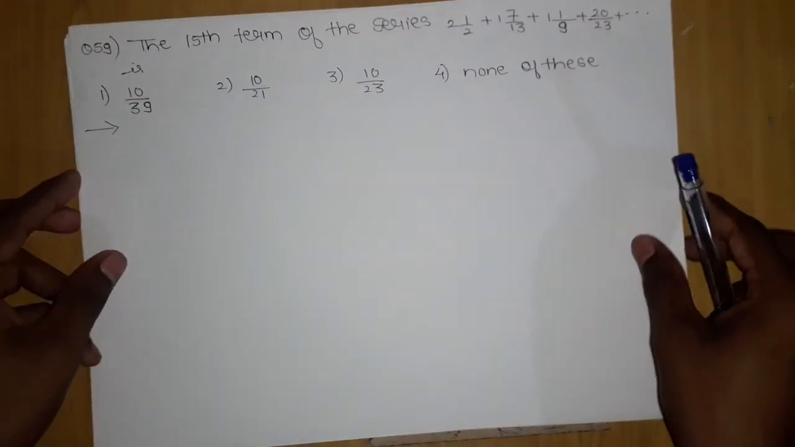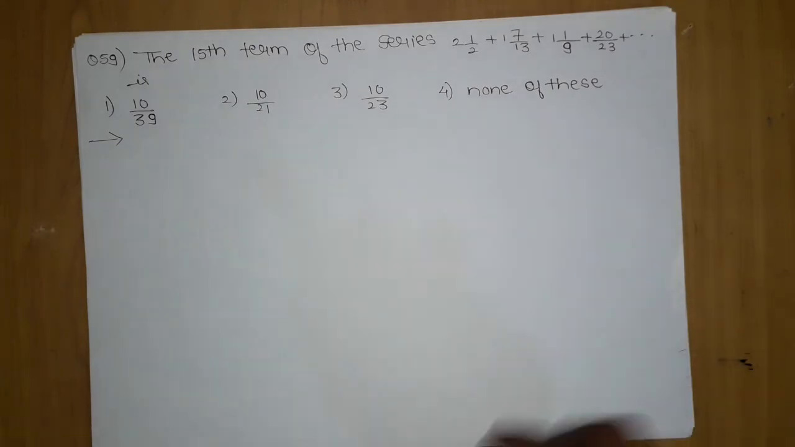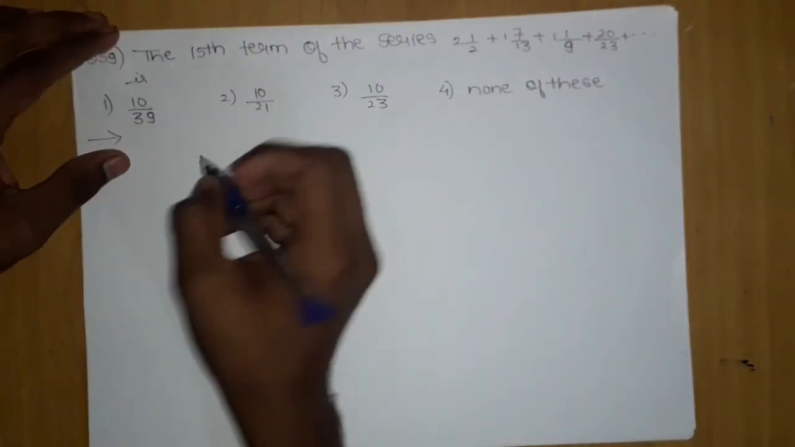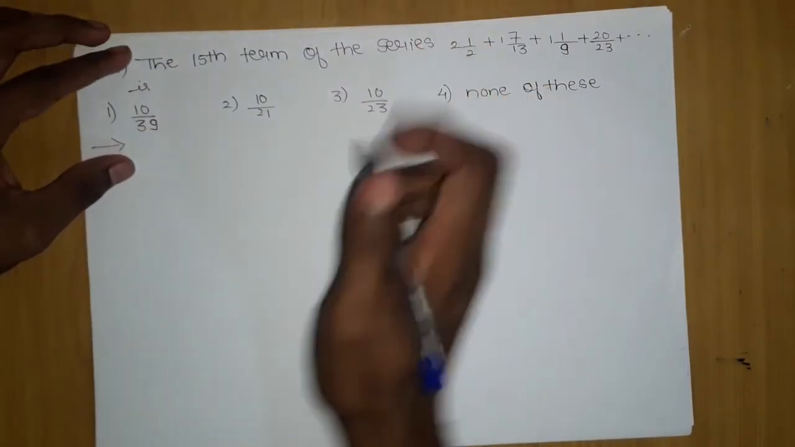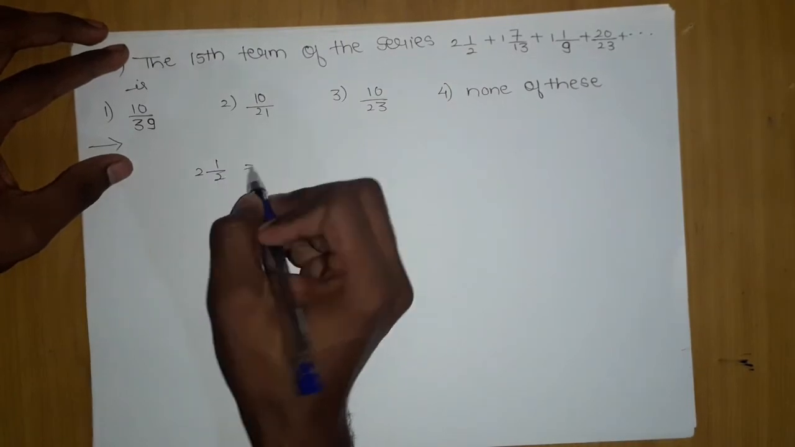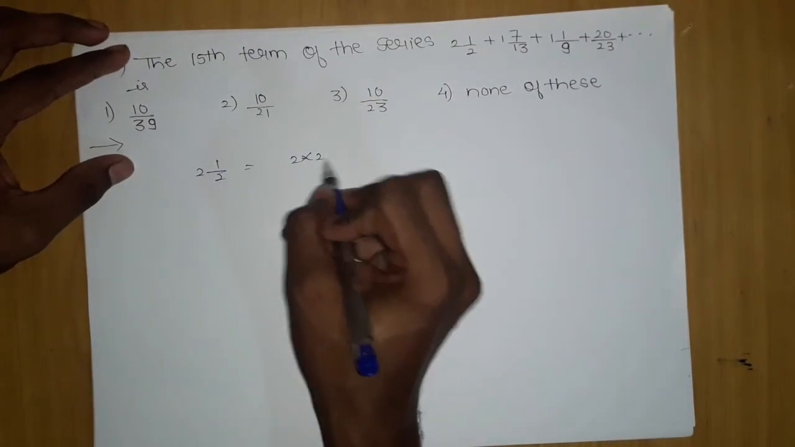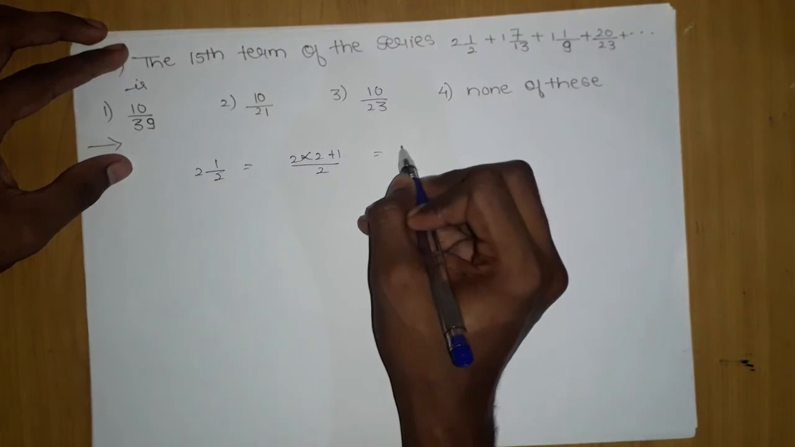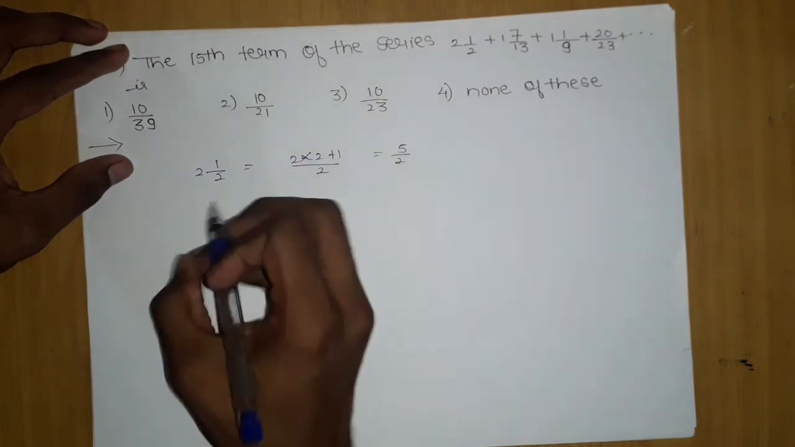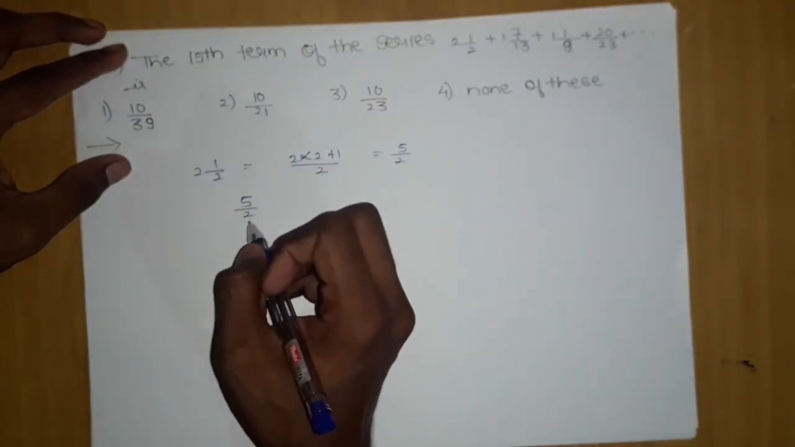Fine. Now let's move on to the 59th problem, which is this problem. This is a very tricky problem. If you're very smart, you can solve it. I have told you how to solve this type of equation: 2 plus 1 upon 2, which is nothing but 5 upon 2. Like this you have to solve. So 5 upon 2.